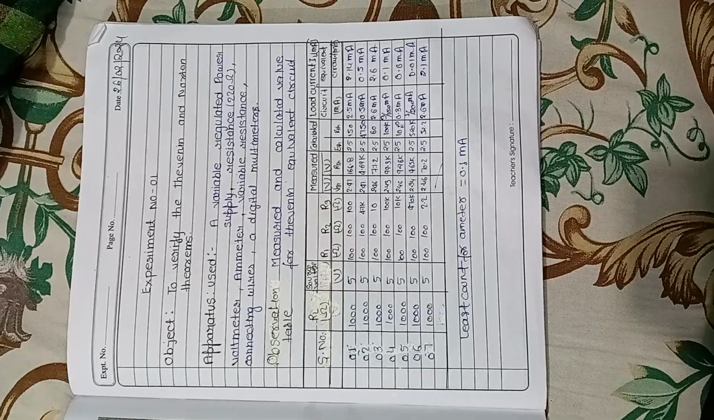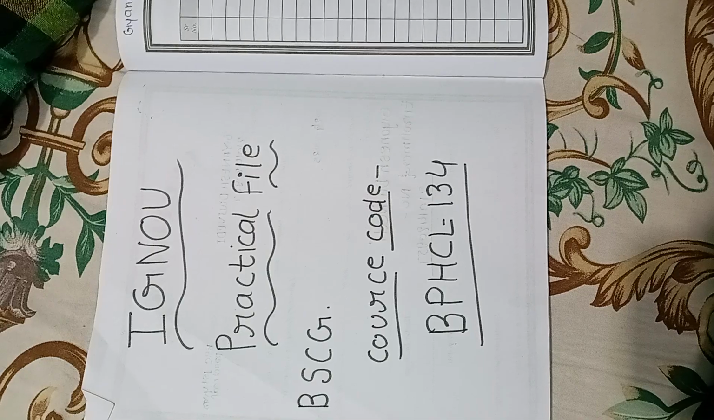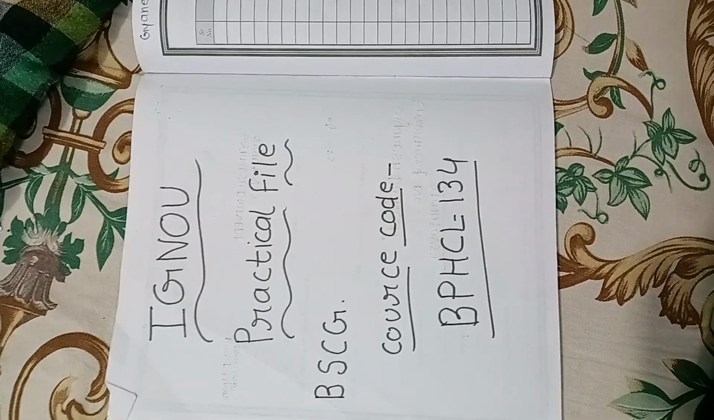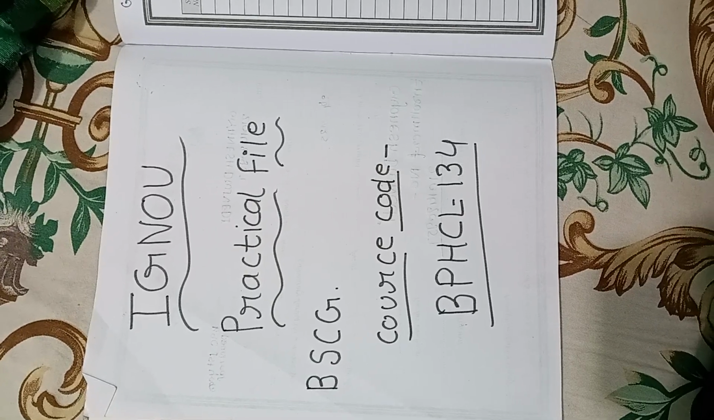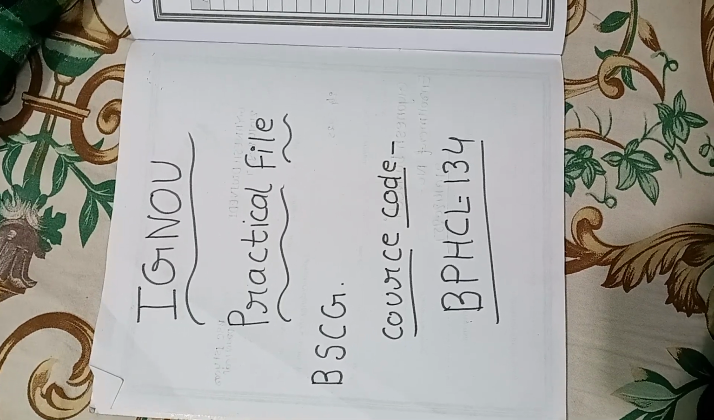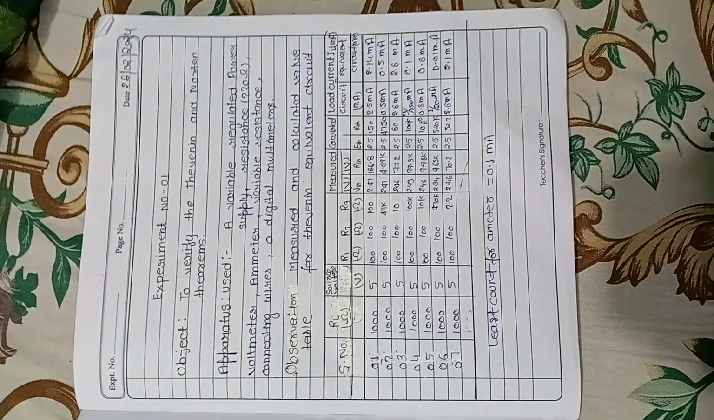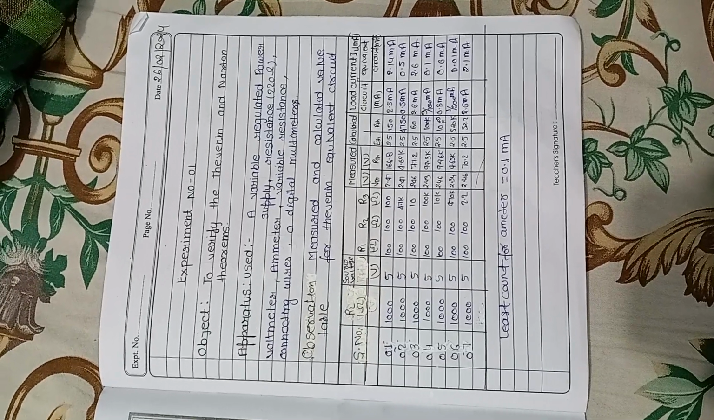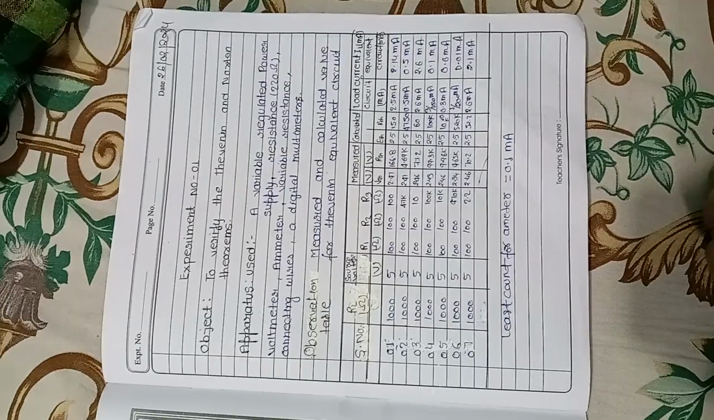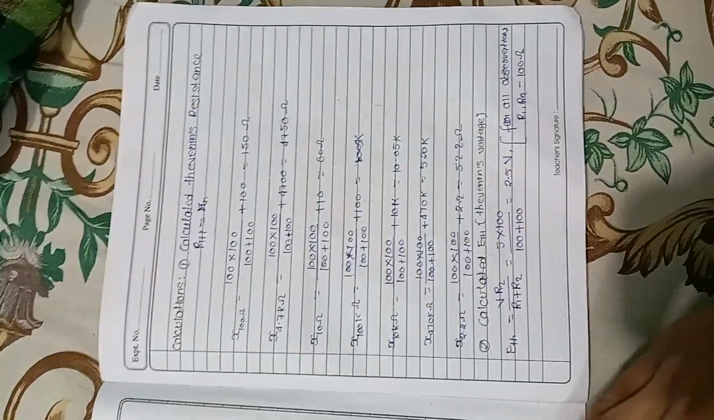This is the practical file of BPHCL134. The course code is BPHCL134 and it is the practical of BSc first year. So today I will show you all the experiments one by one. Just take a screenshot or download the video, share the video with your friends, and prepare your practical file.